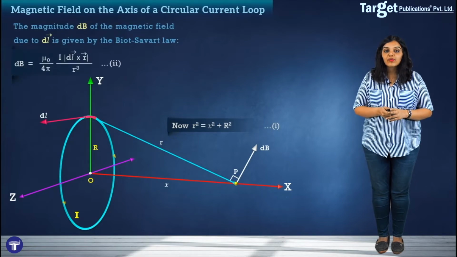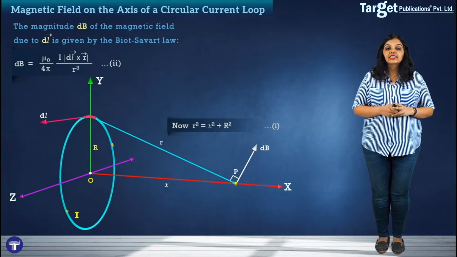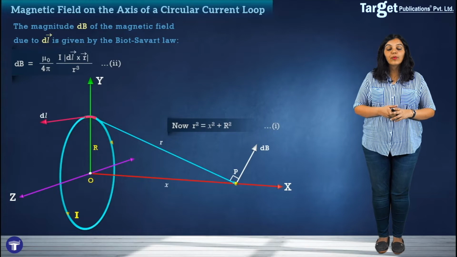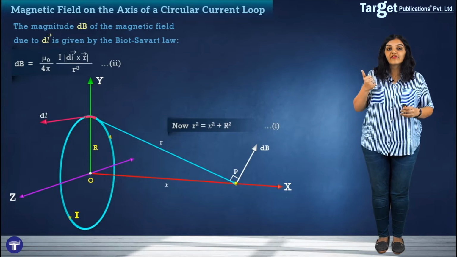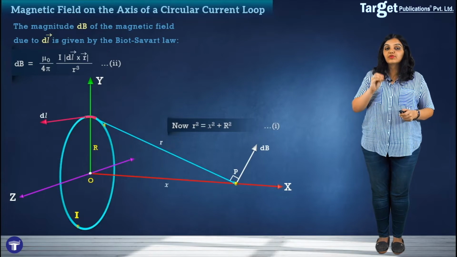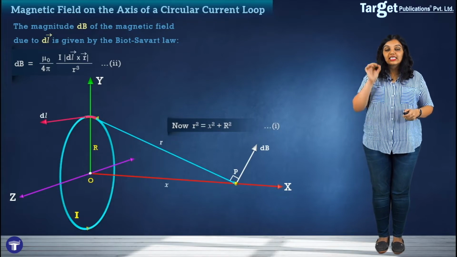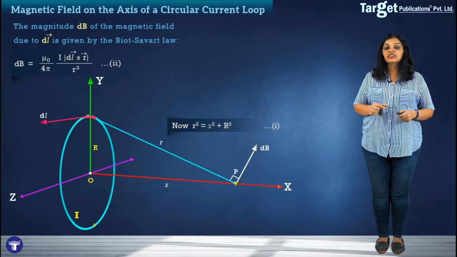So now if I use Biot-Savart's law at point P, I get mu naught upon 4 pi I dl cross r divided by r cube. Remember, we found the direction of the magnetic field by applying the rule of the vector product. So now I have written down the expression for the magnetic field induction at P using Biot-Savart's law. This is due to the small current element dl.